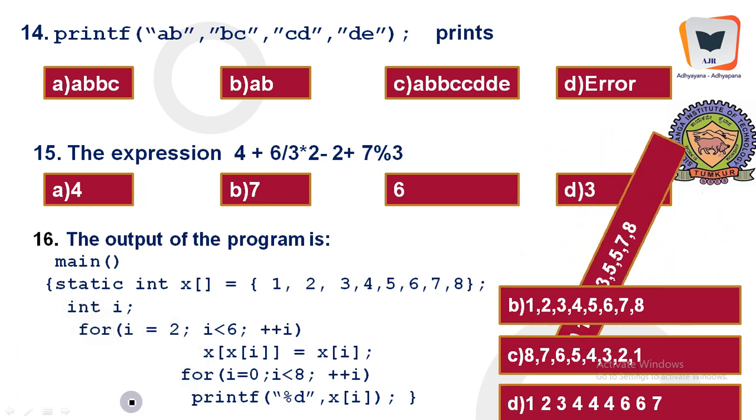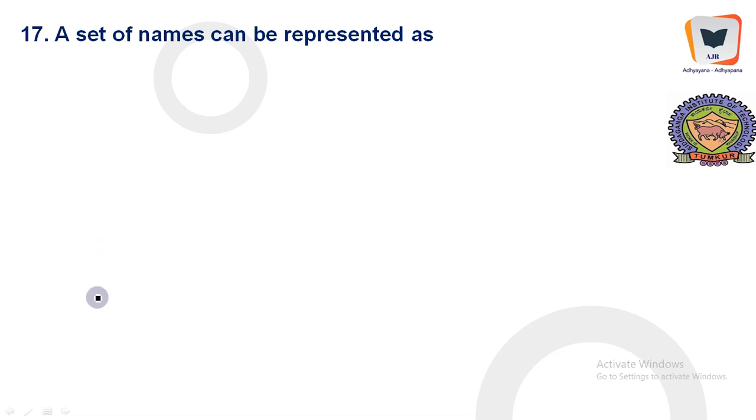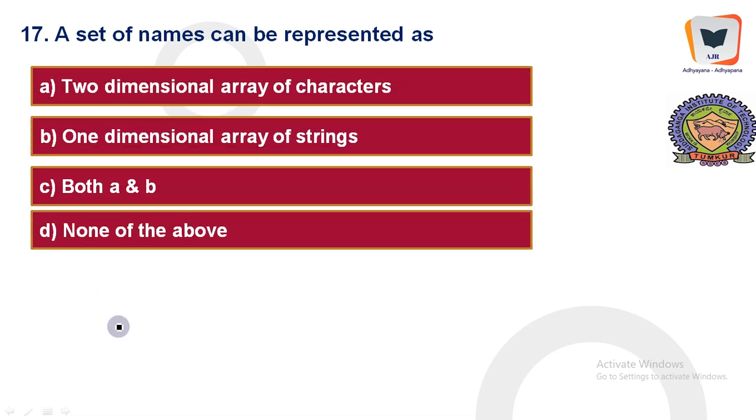Yeah, this should be the answer. Question 17: A set of names can be represented as a 2-dimensional array of characters, a 1-dimensional array of strings, both A and B, or none of the above. Take a set of names, let us say Jayaram, Shivaram, Ramesh, etc.